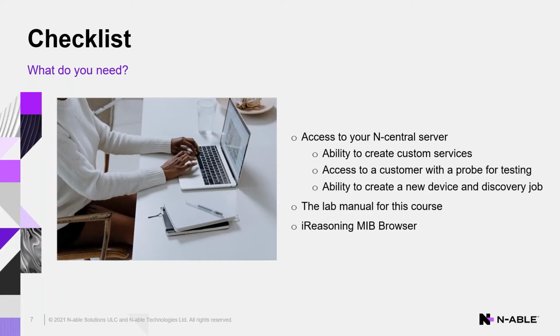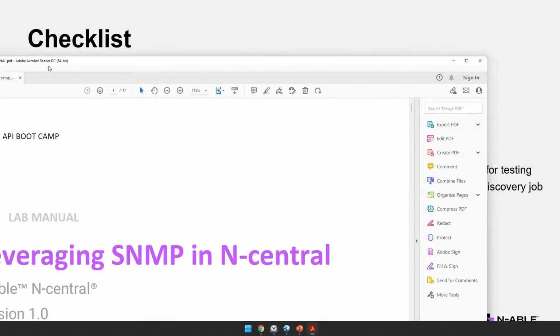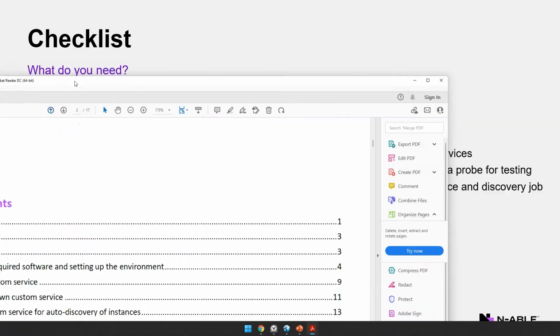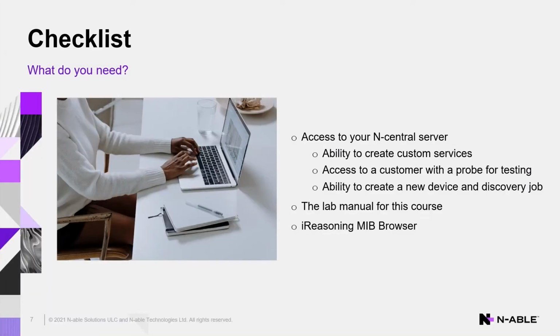Hold on one second. You will also need the lab manual for this course. I did make sure to attach it to the GoToWebinar. If you look at the attachments section, you will see that. I think it's called attachments. You will see that there's a very shiny PDF that will go through the labs and everything else we need. And then you will need a MIB browser. If you don't have it, don't panic yet. We're going to show you how to install it in just a second.